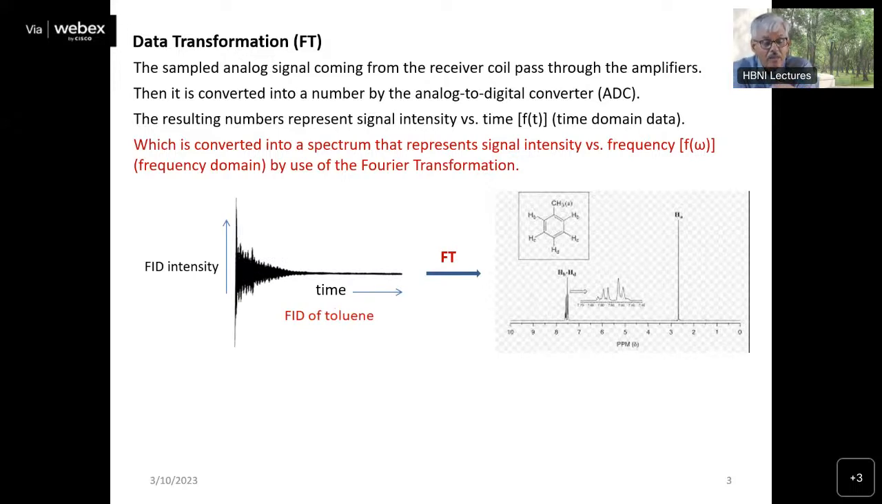If you do a Fourier transform of this time domain data, you get the frequency domain data, which is nothing but the signal intensity versus frequency, shown here. This is the FID of toluene. If you do the Fourier transform, you get the frequency domain data. Here I have shown frequency in ppm, but one can convert ppm into hertz depending on which machine you are using. So it is actually the same.